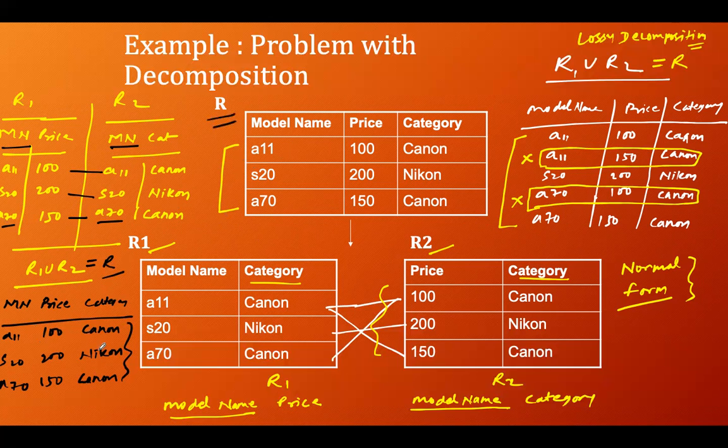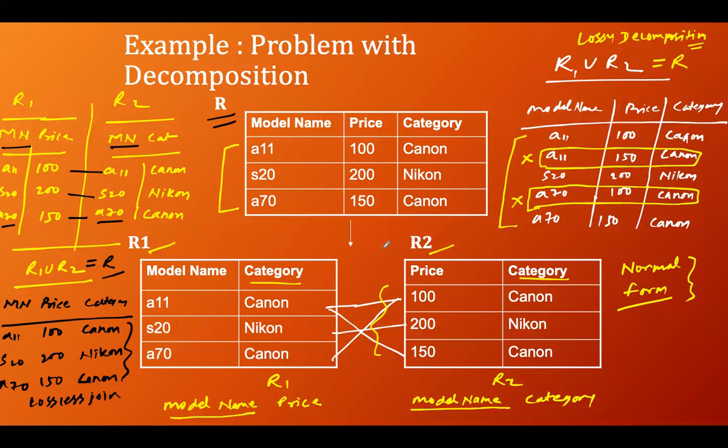This is the lossless join. This is called lossless decomposition or lossless join. This is called lossless decomposition, right? R1 and R2. And this is called lossless join. And this is called lossy join. And this particular R1 and R2 are lossy decomposition.